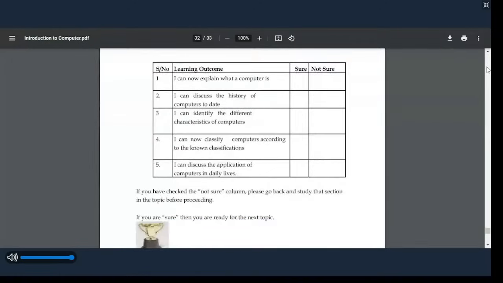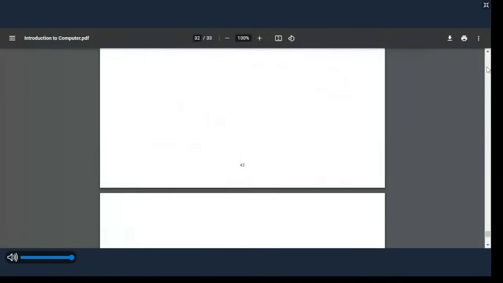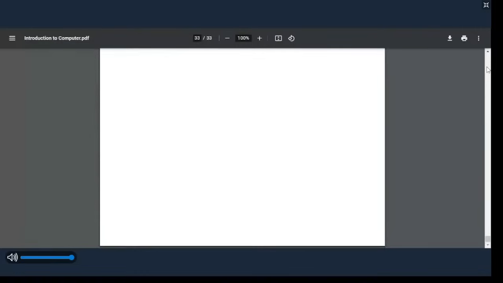Then you can also ask yourself if you can discuss the application of computers in daily lives, and we have talked about that. So if you can be able to do that, then now we move to the next topic. Just a few minutes. Let me stop sharing so that in a few minutes I'm coming back. So let's go to topic 2. So we are looking at topic 2, fundamentals of computing.